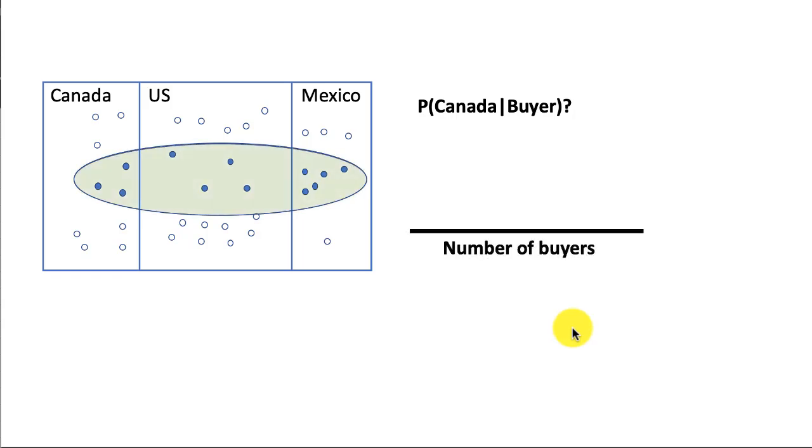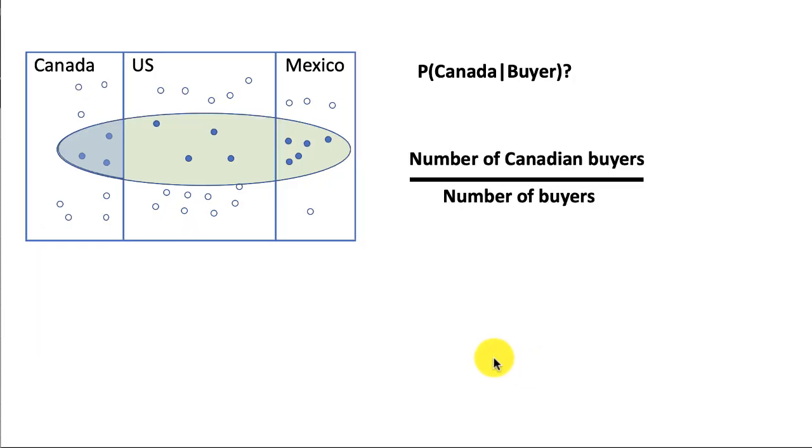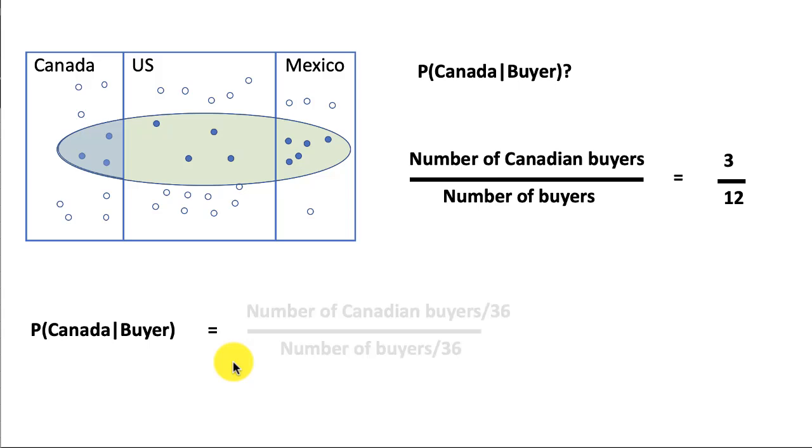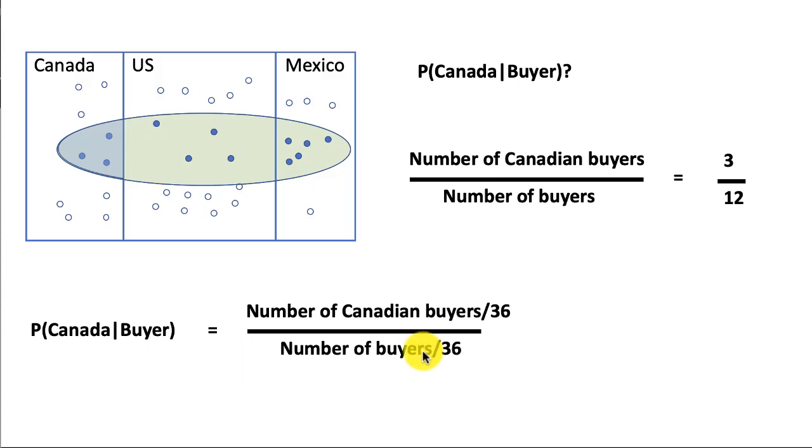Okay, so we know this. So the number of buyers and the number of Canadian buyers, that's how you get this probability of Canada, given that somebody is a buyer. So that turns out to be 3 divided by 12. That is the number of Canadian buyers divided by 12, the total number of buyers. Okay, now we can also express this slightly differently, saying the same probability of Canada, given that somebody is a buyer, is this number of Canadian buyers by number of buyers.